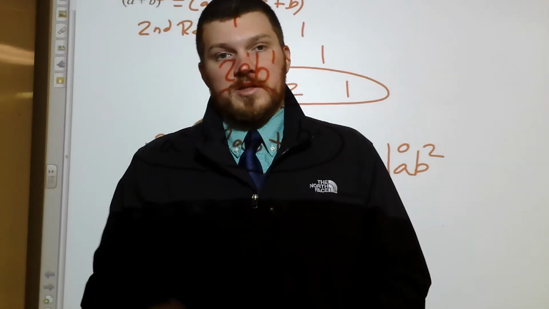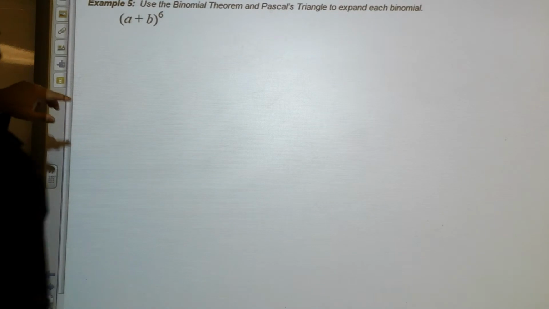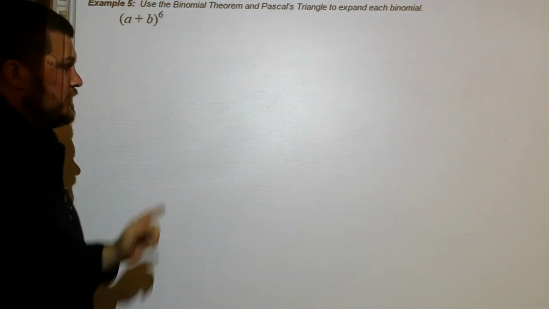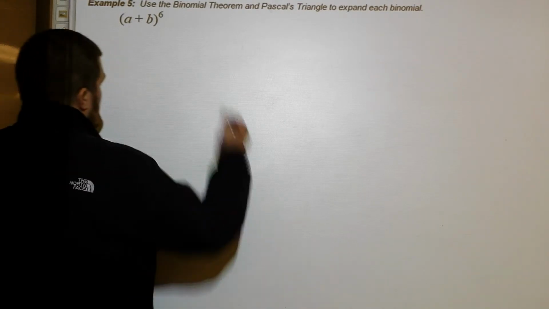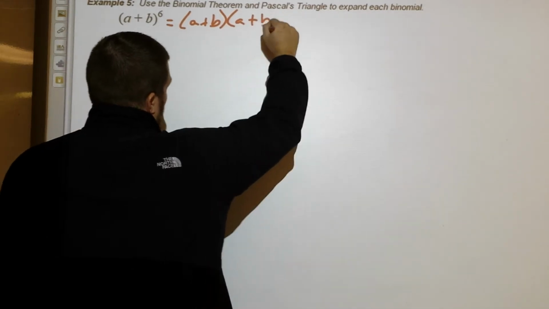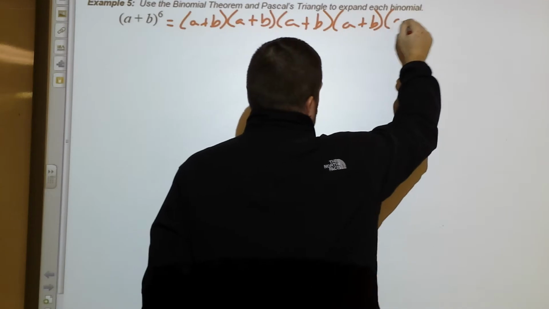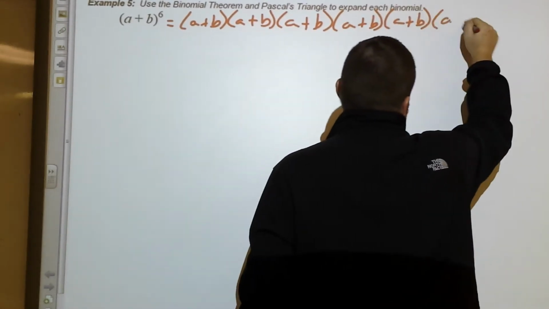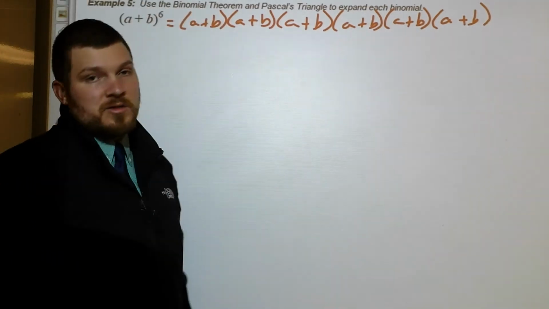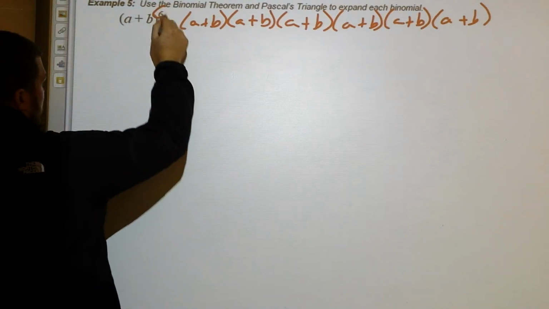So what we're going to do now is crank things up just a little bit. Same idea. I want to find a plus b quantity to the 6th power. Now, you could do a plus b times a plus b times a plus b times a plus b times a plus b times a plus b. Do that 6 times. All that FOIL is going to take a long, long time. Instead, we're going to use Pascal's triangle in the binomial theorem.